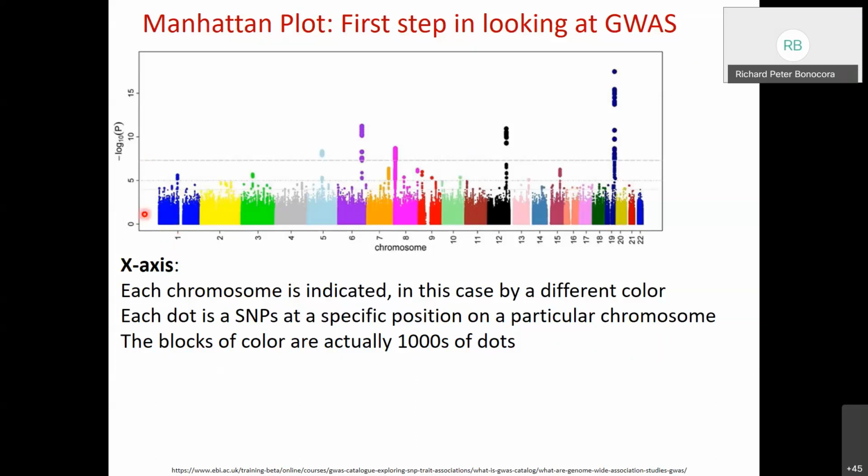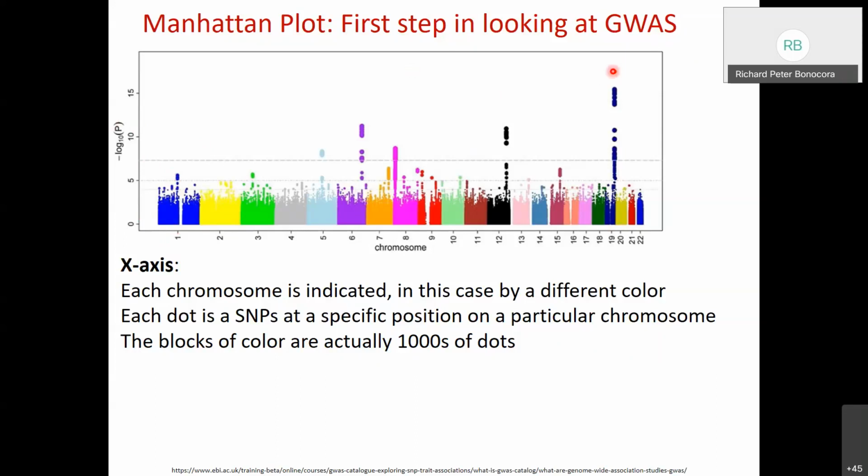Going on the y-axis is the statistical significance of the association of a particular SNP with the disease state. I like this one because it stands out and it's really high up here. The SNP is more likely to occur in the individuals who have the disease than in the control group that do not have the disease.